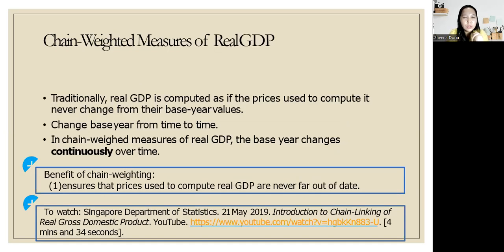So, we have what we call yung chain-weighted measures of real GDP natin. Traditionally, real GDP is computed as if the prices used to compute it never changed from the base year values. So, change base year from time to time. Kaya nga, recently nga lang nag-change yung 2018 base year. And in chain-weighted measures of real GDP, the base year changes continuously over time. So, ang benefit ng chain weighting is it ensures that prices used to compute real GDP are never out of date. If you are interested, meron tayong link dito for chain linking of real gross domestic product.